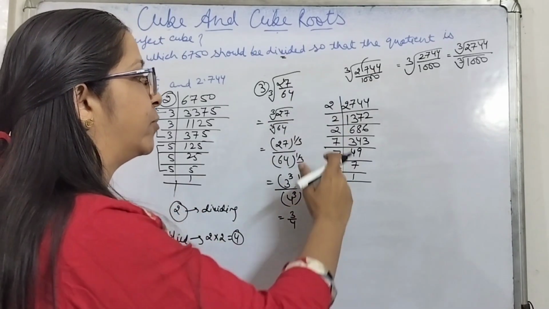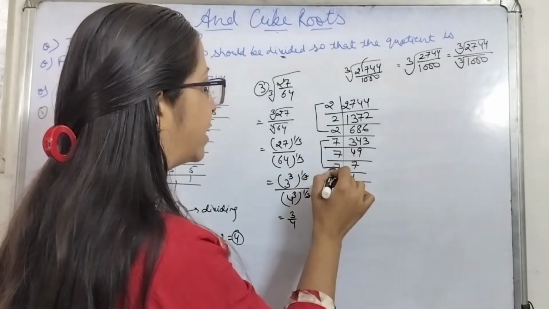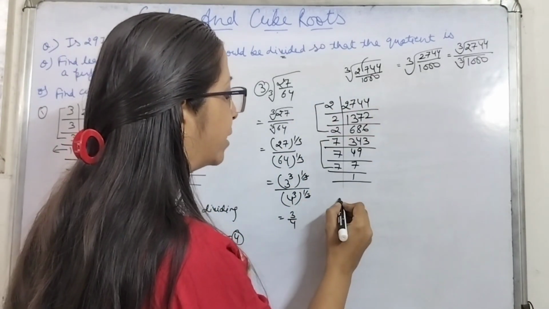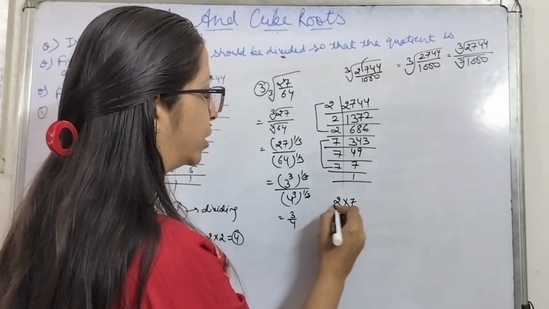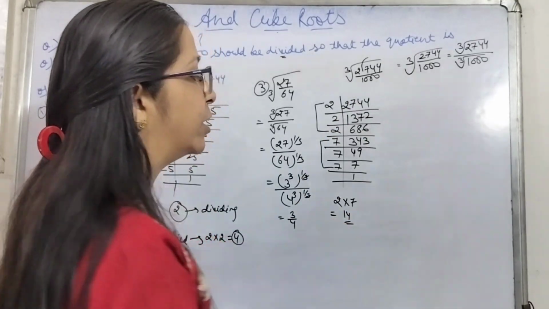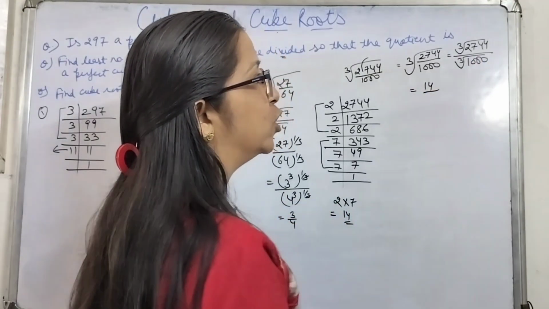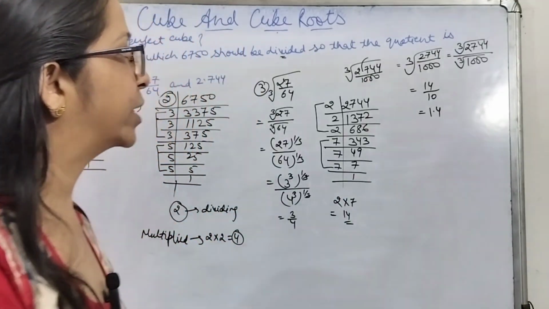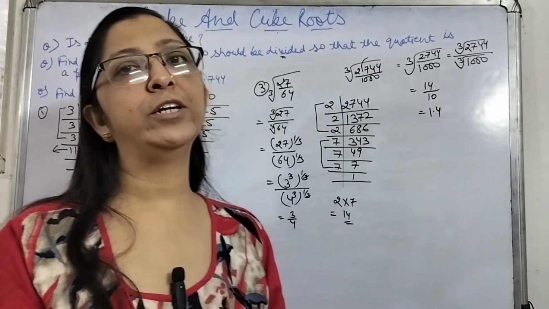Now we will be making groups of 3's. There are 3 2's and 3 7's. From these 3 2's, we will take 1 2 out. From these 3 7's, we will take 1 7 out. So the cube root of 2744 will be 14. So this could be written as 14, and we know that the cube root of 1000 is 10. So it will be 1.4. So we can say that the cube root of 2.744 will be 1.4.